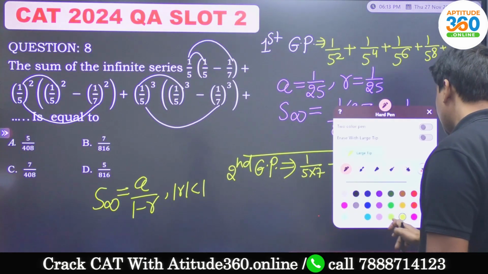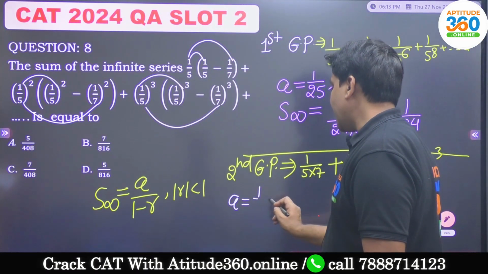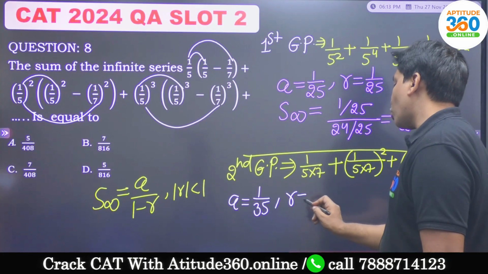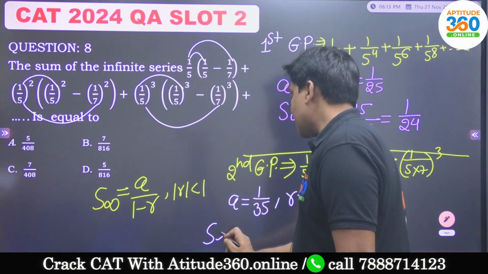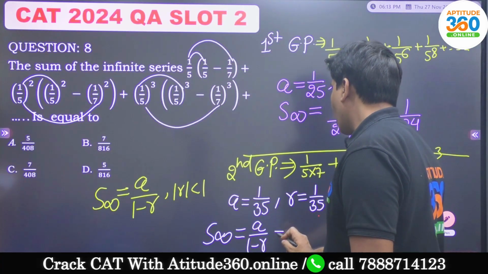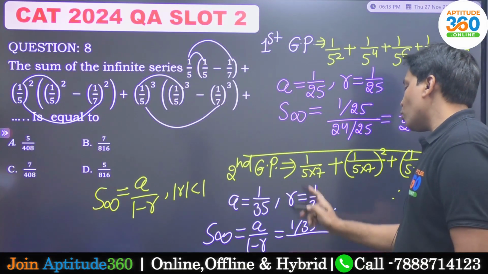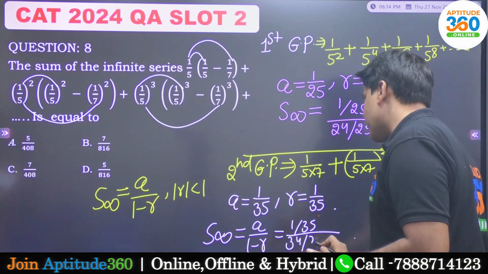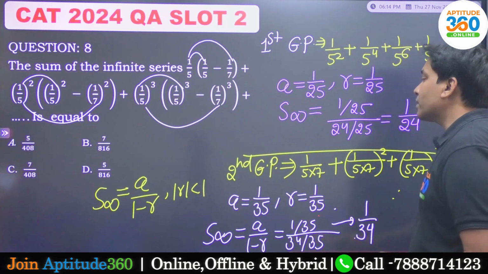So again, what is a over here? A is 1 by 35, 5 into 7. And what is going to be the common ratio? The common ratio is also 1 by 35. And as I said, the sum of infinite terms of this geometric progression is going to be 1 by 35, which is the first term, divided by 1 minus 1 by 35. It is coming out as 34 by 35. And if you simplify, it is coming out as 1 over 34.